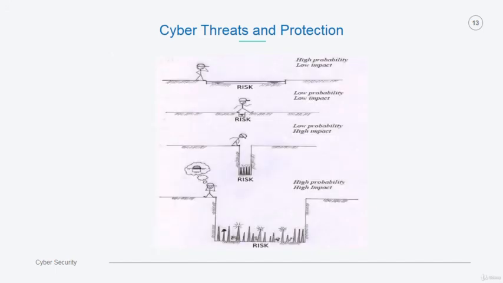This illustration shows how the risk degree is affected by probability and impact. In the first image, we can see that the risk is moderate due to high probability and low impact. The second image shows a low risk due to low probability and low impact. The third one shows a moderate risk due to low probability and high impact. And the fourth one shows a high risk due to high probability and high impact.